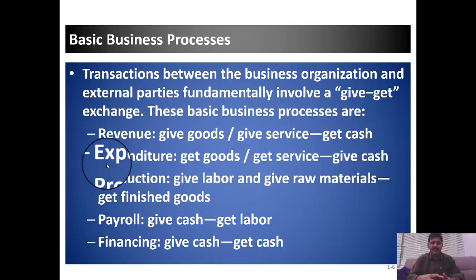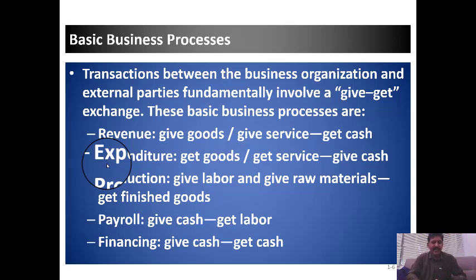But here is a process. It is a matter of what? Give and get. Give something and finally get something. So in case of revenue, we give goods and get cash. In case of expenditure like purchases, we get goods and make payments, or give cash. Production is also a matter of give something and then get something. In case of production, we give raw material, we give labor, and finally we get what? We get finished goods. Clear?